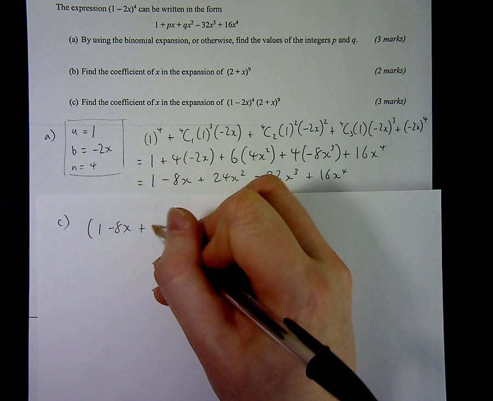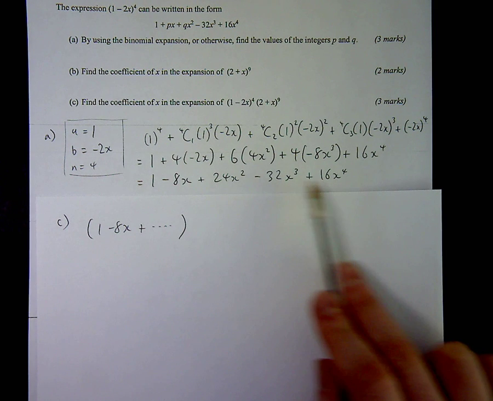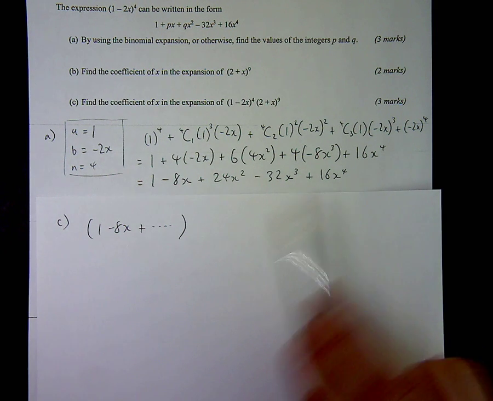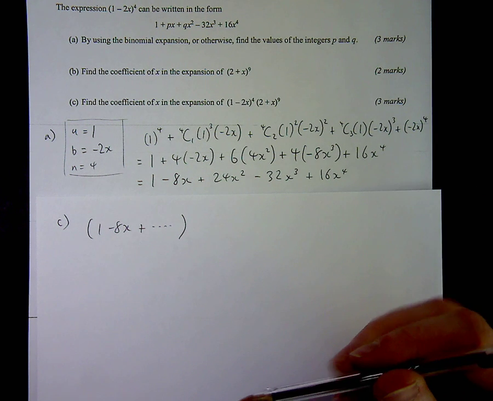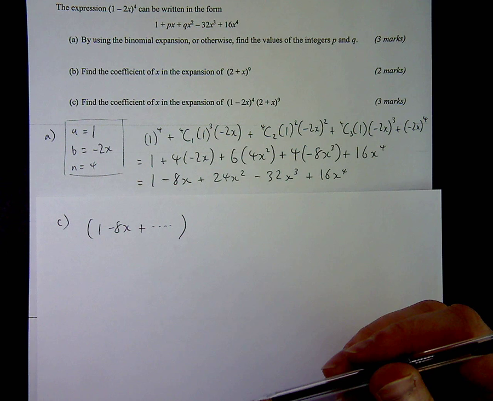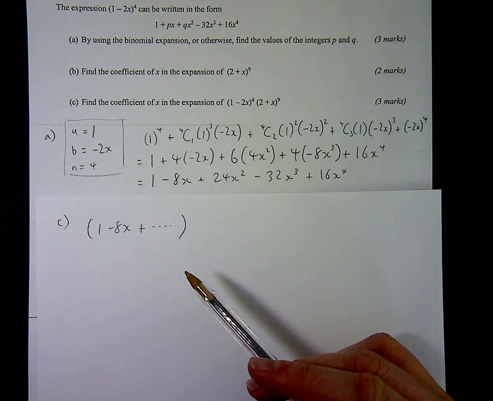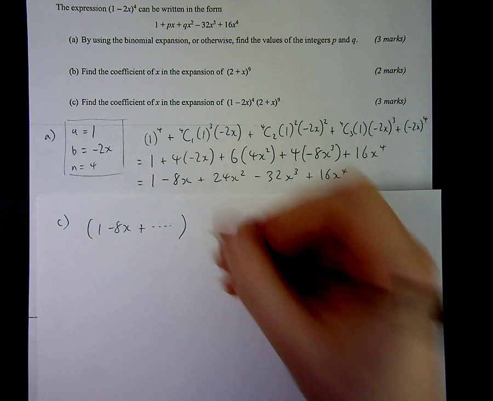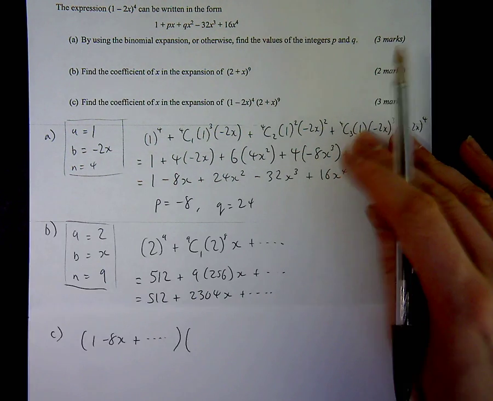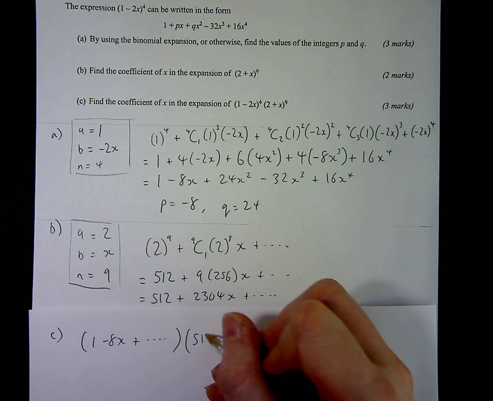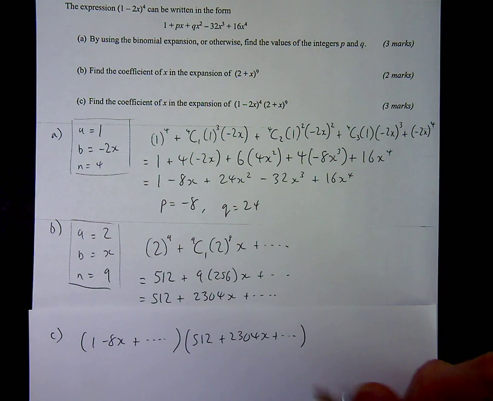Multiplying the terms I have got out, I'm going to get 1 times 512, 1 times 2304x, and then I get minus 8x times 512. 8 times 512 is 4096, so negative 4096x plus, and again this time, because I'll be doing a power of x multiplied by another power of x, I'll get a higher power of x than just x on its own, which is what I want, so I don't need it. You could use it if you wanted to, but there's no need for this question.